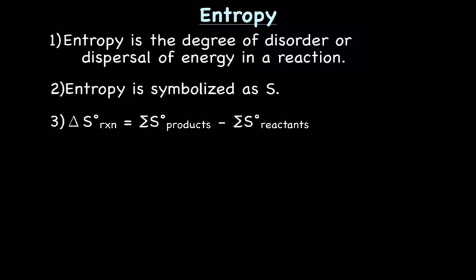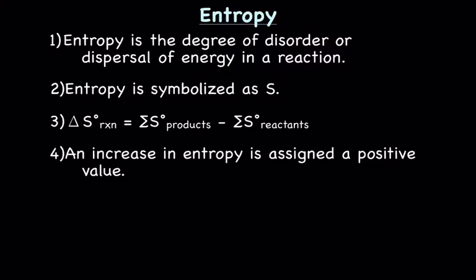And we have a formula here that looks like some of the formulas we've been using so far, and that is the change of entropy of a reaction is the sum of the change in entropy of the products minus the change in entropy of the reactants. And by the way, this little circle, which looks like a degree sign, means at standard temperature and pressure.